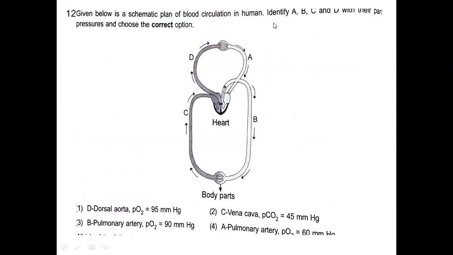Given below is the schematic plan of body circulation in humans. Identify ABCD with their pressures and choose the correct statement. So this is pulmonary vein, aorta, superior and inferior vena cava, pulmonary artery.